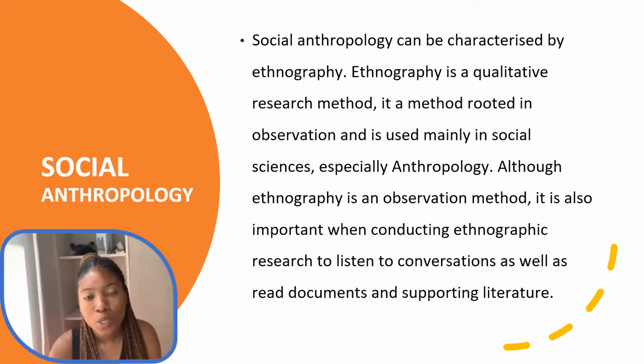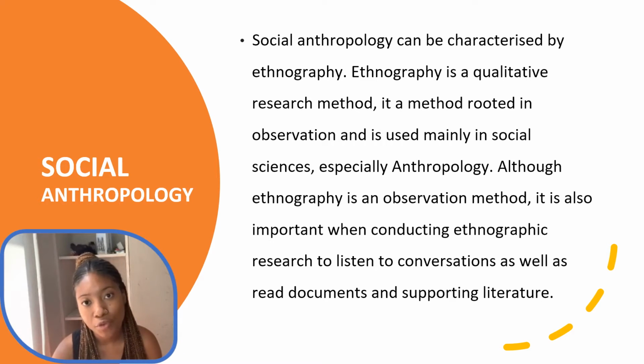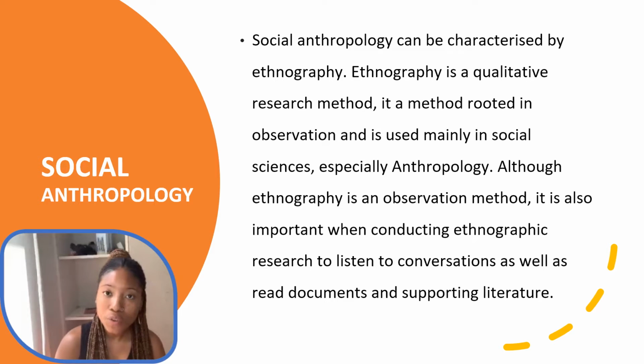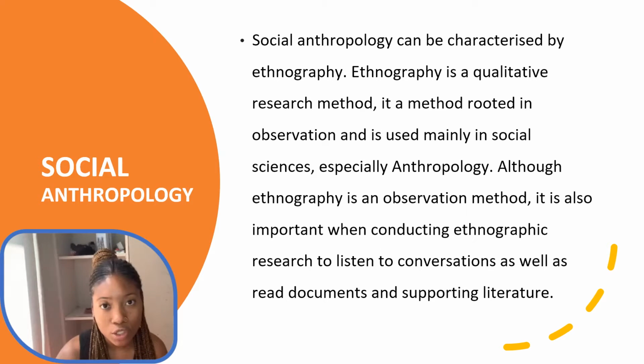In this course, we are going to look at specifically social anthropology because that is where culture lies. Social anthropology can be characterized by ethnography as a method of research. Ethnography is a qualitative research method, and it's a method where observation is largely used.